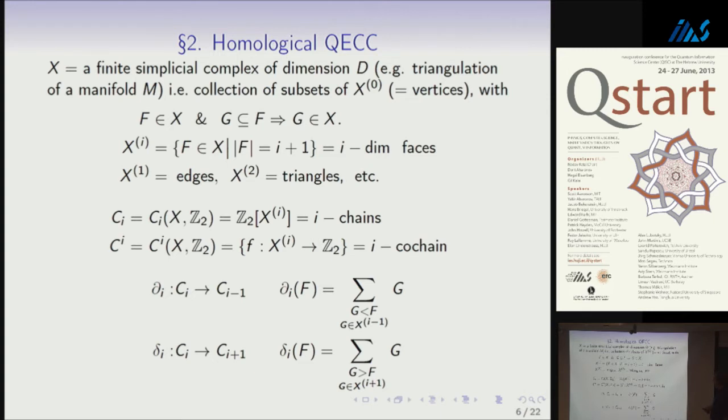Here is the notation: Xi is the set of all i-dimensional faces. An i-dimensional face means a subset with i plus 1 points. So one vertex is a 0-dimensional face, an edge with 2 points is a 1-dimensional face, etc. So X1 is edges, X2 is triangles, etc.